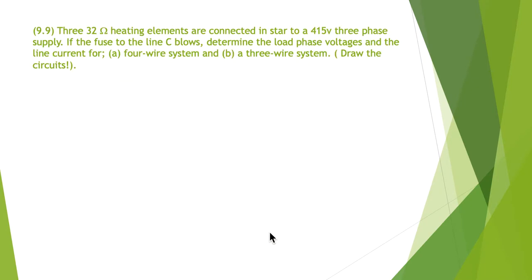So let's go on to 9.9. We've got 32 ohm heater elements connected in a star to a 415 volt 3-phase supply. If the fuse to the C line blows, determine the load phase voltages and the line current for a 4-wire system and a 3-wire system. You're going to have to draw the diagrams for this. This is a little bit tricky.